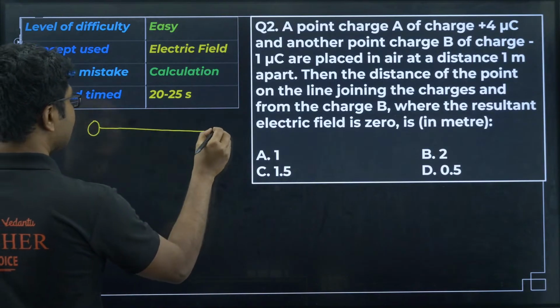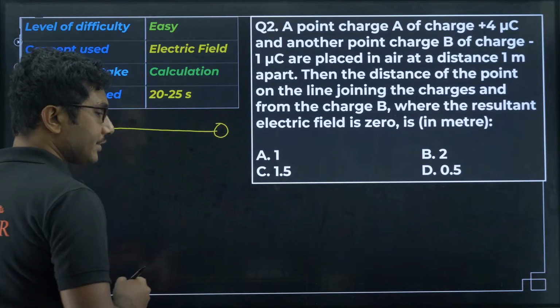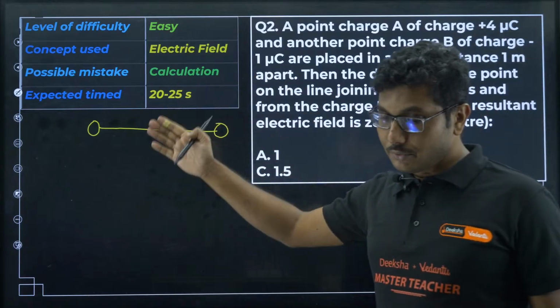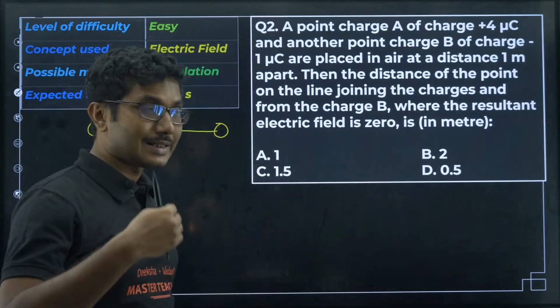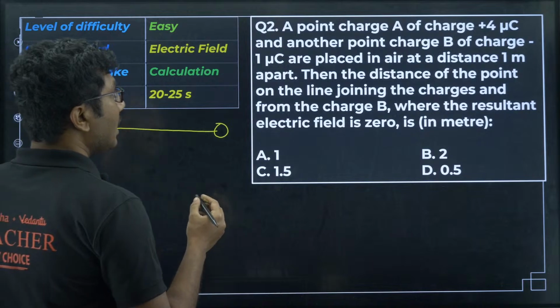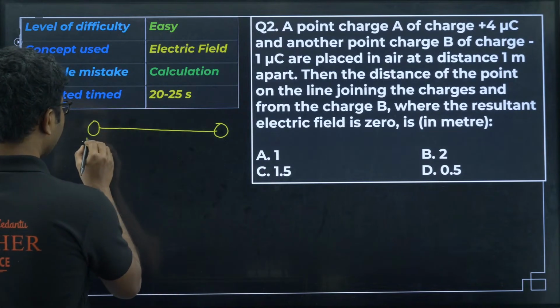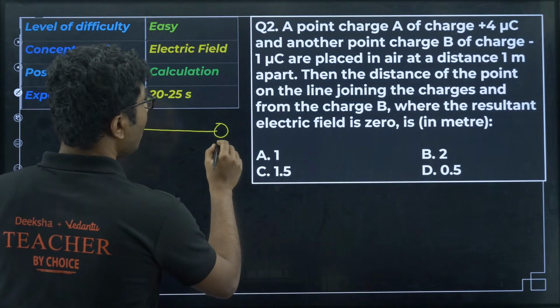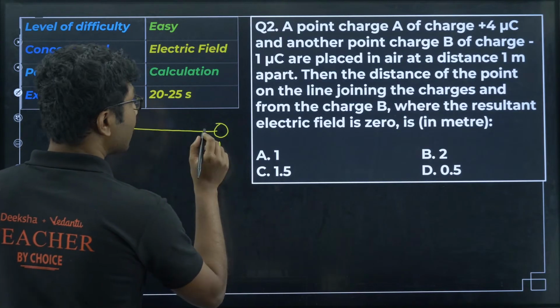Right now you can take slightly more time. When you are an expert in this, when you have solved a lot of questions, when you are ready for your KCET exam, at that point of time you can spend only 25 to 30 seconds to solve this question. So I will teach you how to do that. So this is 4 microcoulomb, and this is 1 microcoulomb.